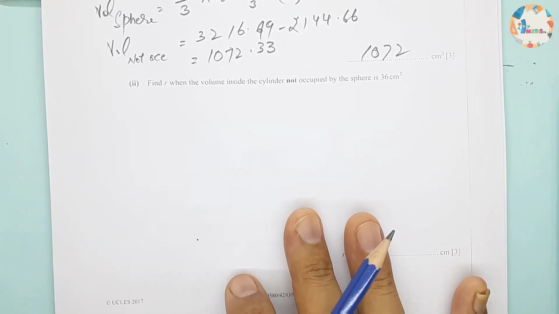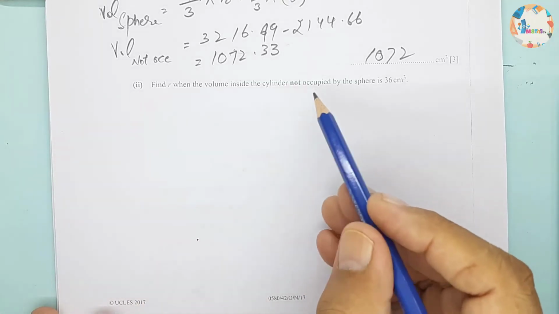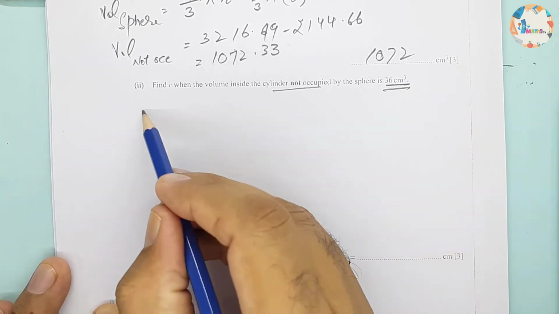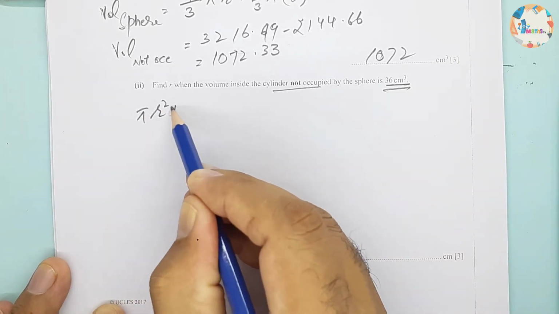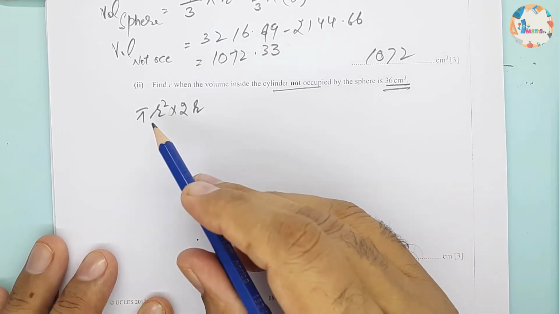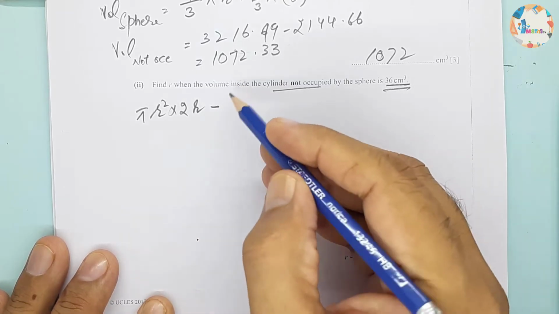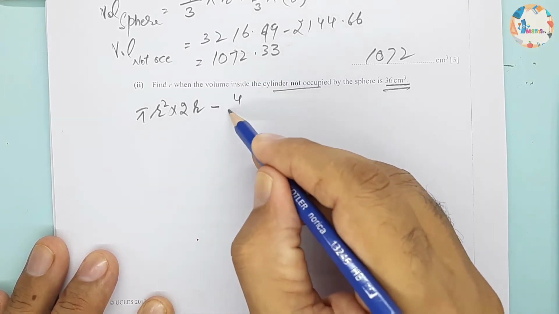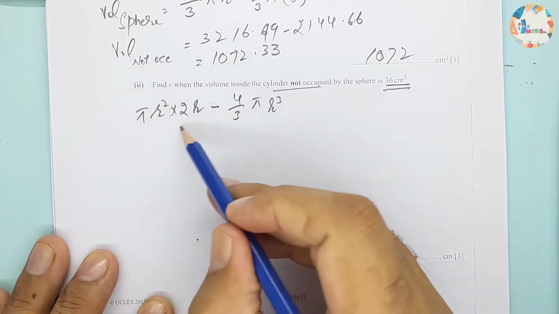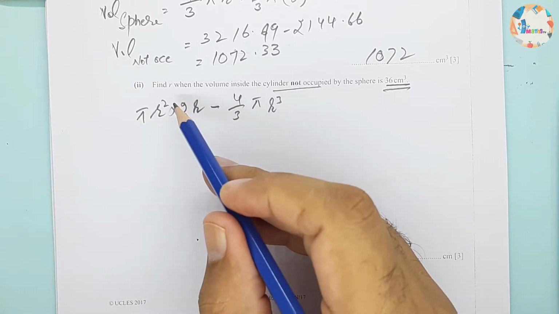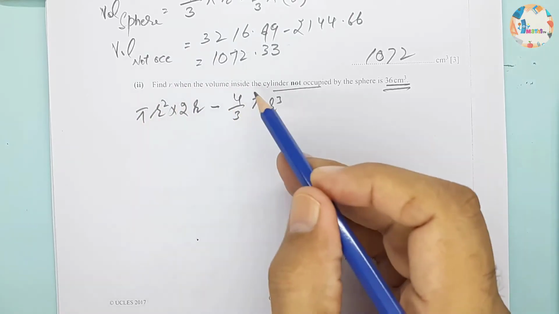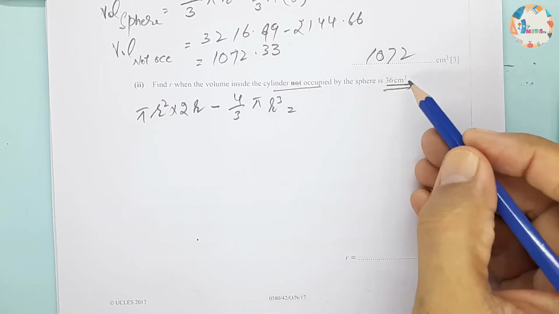Second part, find R when the volume inside the cylinder not occupied by the sphere is 36. So pi r squared into 2r will be the volume of the cylinder, and the volume of the sphere will be 4 by 3 pi r cubed. So this is the volume of the cylinder, pi r square multiplied by h. So volume of cylinder minus volume of sphere is equal to 36.